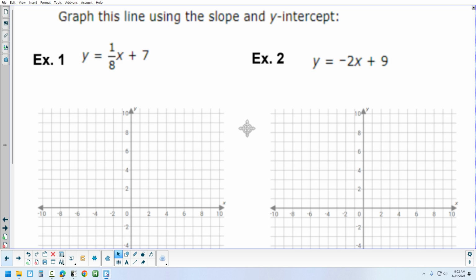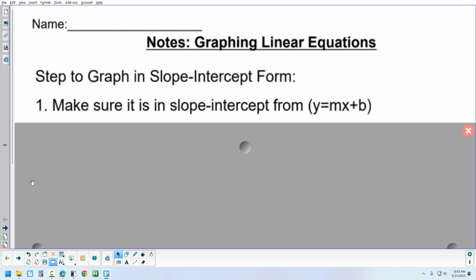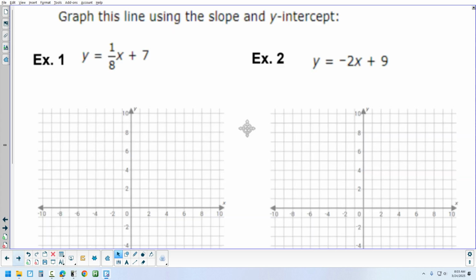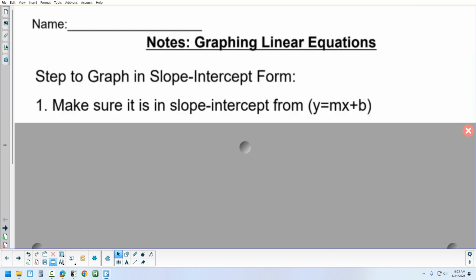grid, like that. And there are 2 different types of equations we can use when we graph something. One of them is called slope-intercept form, and the other one is called standard form. Depending on which format you use, it's a little bit different how you graph it, but it's really 2 ways of doing the same thing. We're going to start out with slope-intercept form.